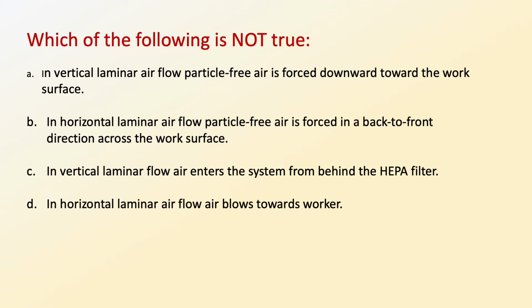So laminar airflow is the part of aseptic area. So the options, that is A, B and D, are incorrect. The correct option is option C, that is in a vertical laminar airflow the air enters the system, system means the aseptic area, from behind the HEPA filter. Now let's move on towards the next question.